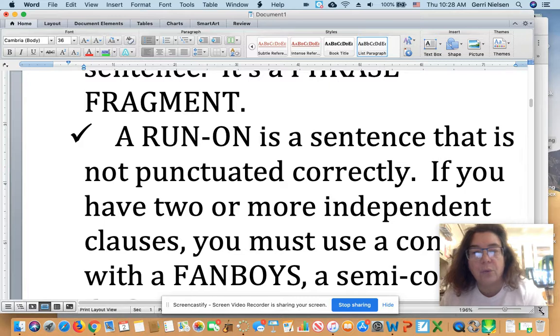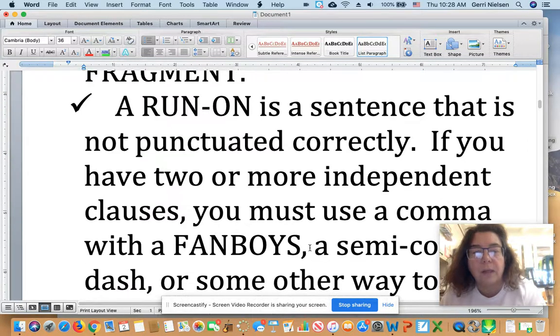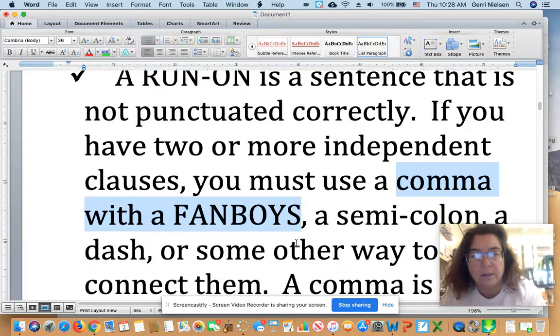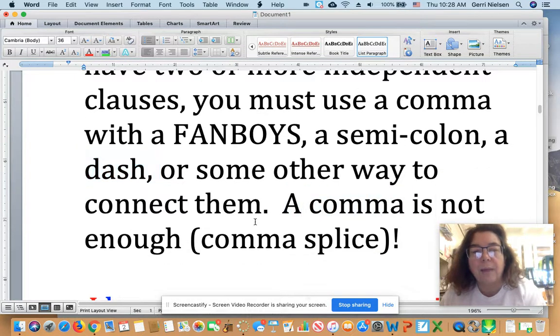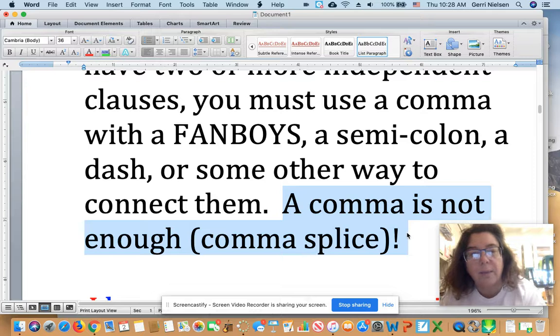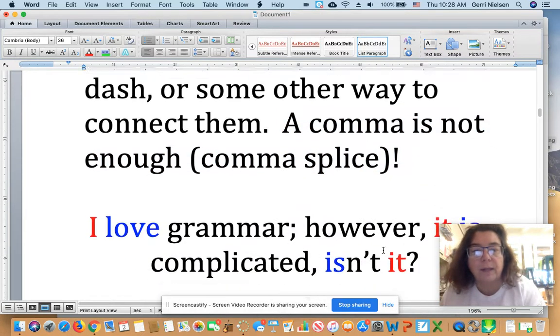If you have two or more independent clauses, you must use your comma with your FANBOYS, or a semicolon, a dash, or some other way to connect them. Remember, a comma is not enough. If you join two independent clauses with only a comma, that's a comma splice. That takes us way back to the beginning of the year when we did punctuation with commas. A comma's not enough to join two independent clauses.